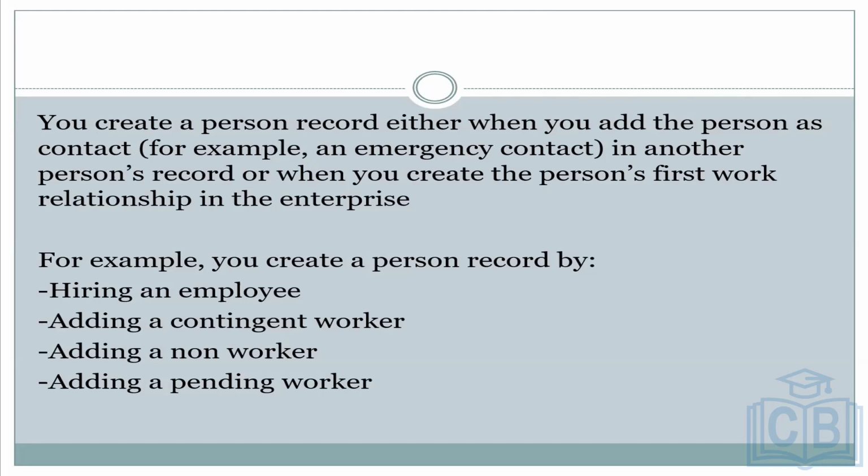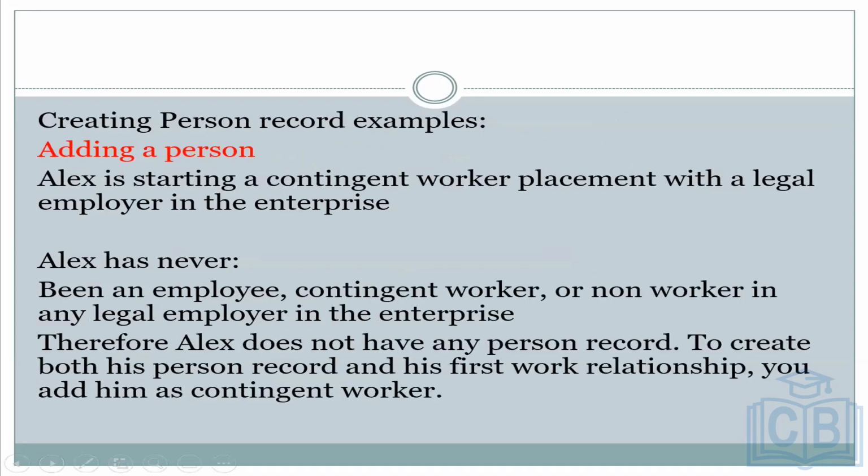So this is the relationship that you create between the employee and the employer. Either you are hiring an employee, creating a new person's record, adding a contingent worker, adding a non-worker, or adding a pending worker. This is the way you do it. Creating a person record means adding a person.